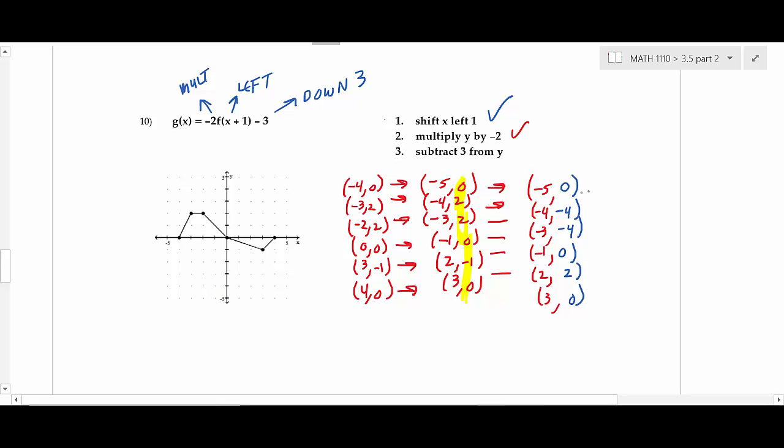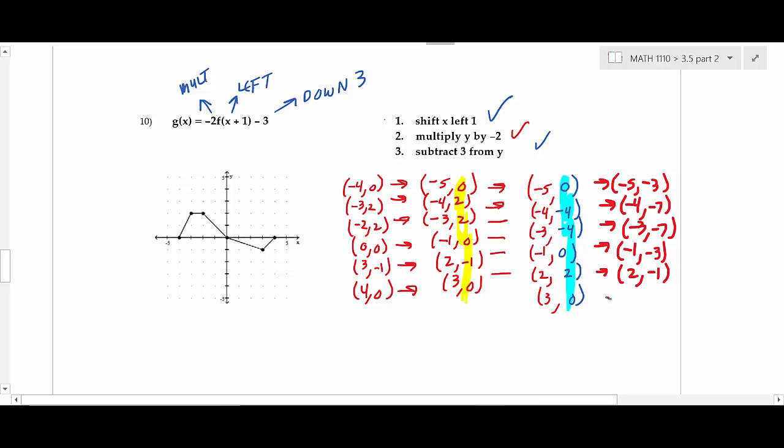Now finally what I'll do is make everything go down 3. So those y values in that step, you just need to make them go down 3. Then you'll have what your points are. The final thing you'll have is -5, -3, -4, -7, -3, -7, -1, -3, 2, -1, and then 3, -3 like that. If you plot that last set of points, you should have it right.